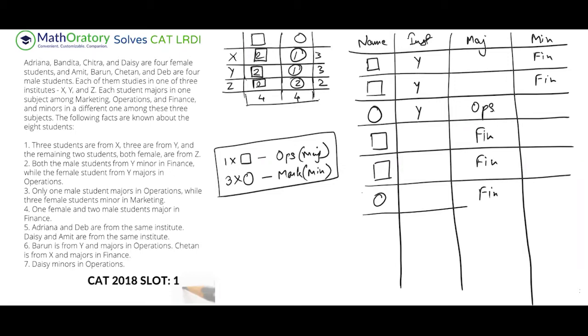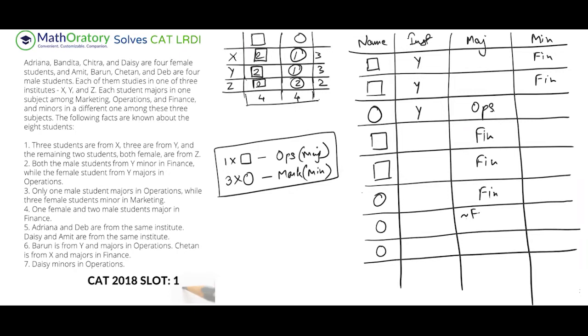So let me just point this out. There are two more females who are not majoring in finance, right? So that much we know. There's this one female who is majoring in finance. This thing I don't have to do for the male persons, because we already have the four males in this table. So now I have this below the table, right? So let me use this below the table as much as possible.